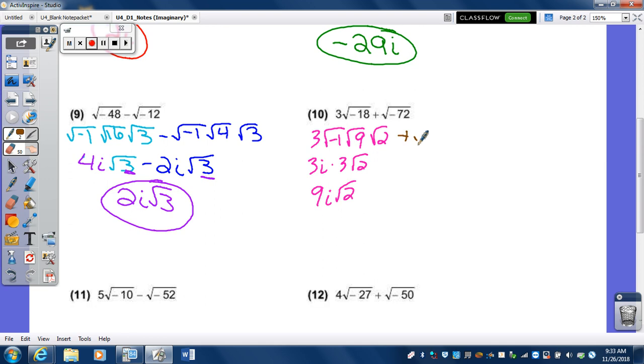So then for our 72, it's going to be the same thing. 72 is not a perfect square. So we're going to take out that -1. 36, good. That's our largest perfect square. So the square root of 36 gives us a 6. Again, that square root of -1 gives us I. They both are a radical 2, so we can actually add those together. So 9I plus 6I, 15I radical 2.